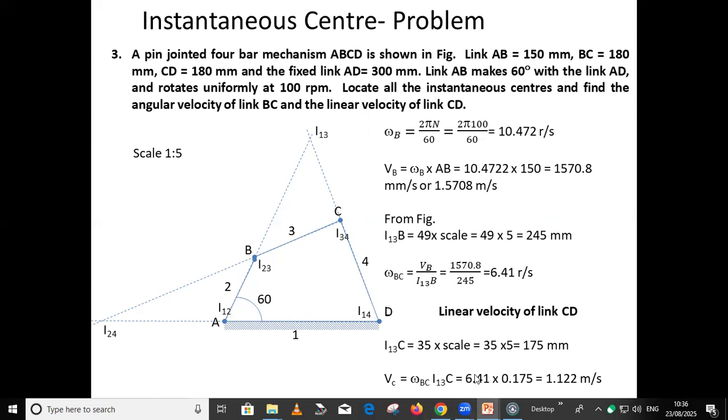So this way we can find the linear velocity and angular velocity for link number 3, that is BC. The angular velocity can be determined for link number 3, and for point C, which is on link number 3, you can find its linear velocity.